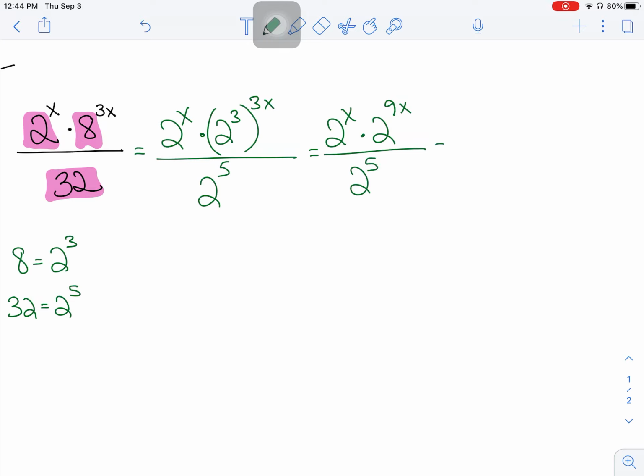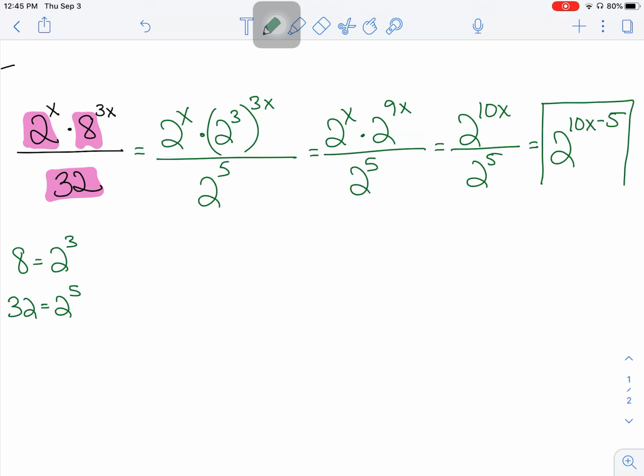In the numerator, I have 2 bases, like bases being multiplied. So I'm going to combine the exponents by adding. So that's going to be 2 to the 10x over 2 to the 5th. And last step here, I am dividing like bases, so I need to subtract the exponents. So this is going to turn into 2 to the 10x minus 5.